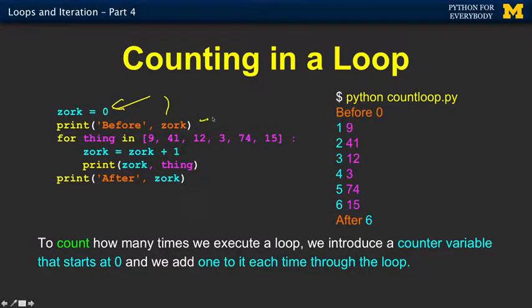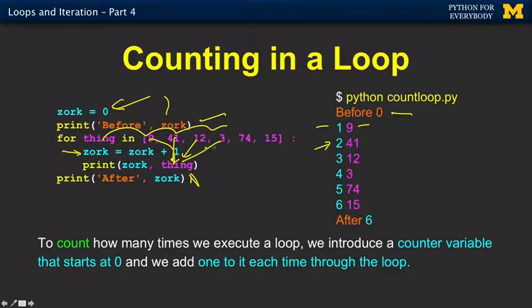So far, how many have we seen? Well, we've seen 0. And then thing is going to be 9, 41, 12. So thing is the iteration variable. Each time through the loop, we add 1 to zork. Increment is another word for this: zork equals zork plus 1. We print out the thing we're looking at, and we print out the current value for zork. The first time through it's 9, and that's the first thing we saw. 41, the second, and each time this goes up by 1.